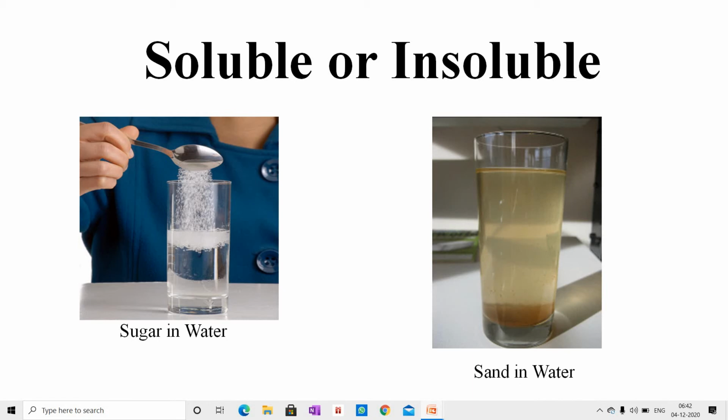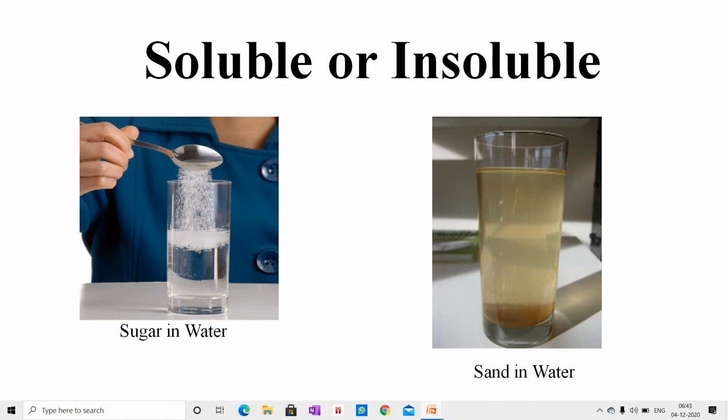Soluble or insoluble. Students, let us take two glasses and fill each one of them about 2/3 with water and add a small amount of sugar to the first glass and sand to the second glass. Then we stir the contents of each of them with a spoon and wait for a few minutes. Then we observe what happens to the substance added to water.